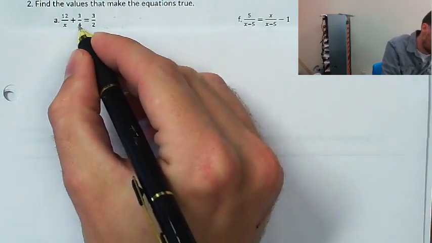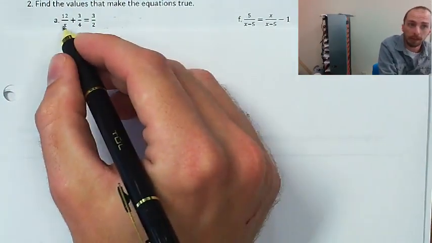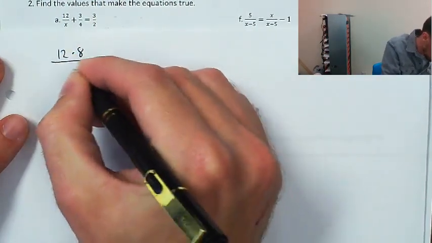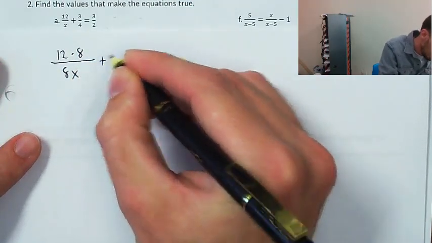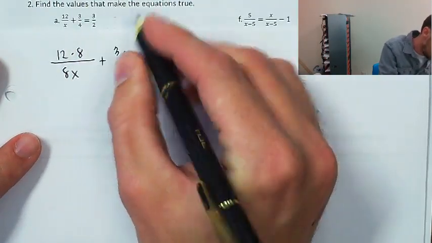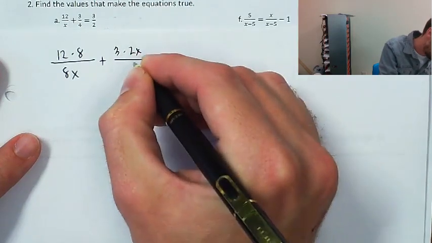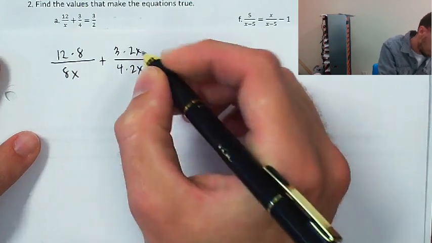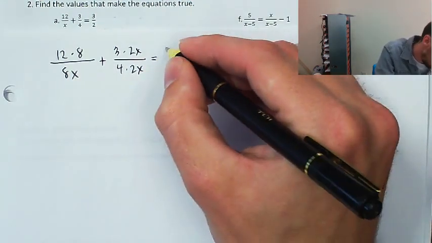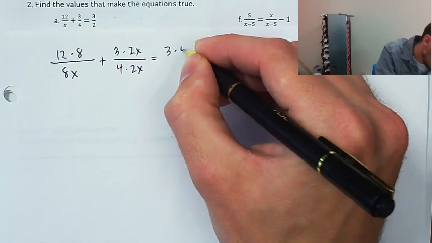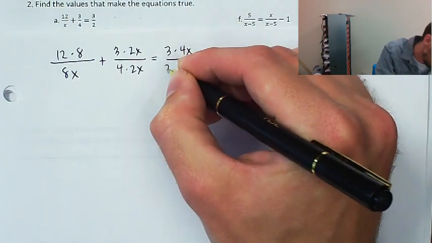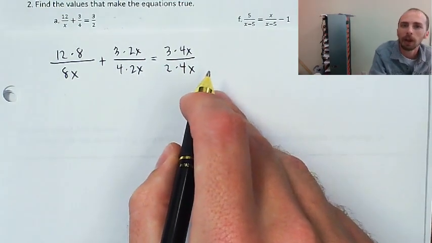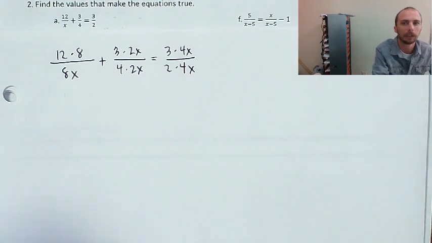Okay, so if I've got an x, a 4, and a 2, I'm just going to multiply all that together. 4 times 2 is 8x. And so I'm going to say 12 times 8 over 8x plus 3 times, okay, I would need to multiply by 2 and an x here, divided by 4 times 2x is equal to 3 times, okay, I'll need to multiply by 4x on top and bottom to get that common denominator of 8x. And now that I've got a common denominator, I can clear it all out.